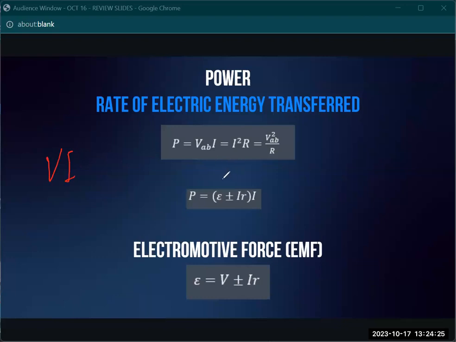Alternatively, we can express this in terms of just current and resistance kung yun lang ang given. We know that V is equal to I times R. So, pwede yun ang i-substitute natin. Kaya, I squared times R. Or alternatively, we know that I is equal to V over R. So, substitute natin yun dito sa expression na to, and we get this. So, any of these three equations will do. It depends on the given in a specific question.